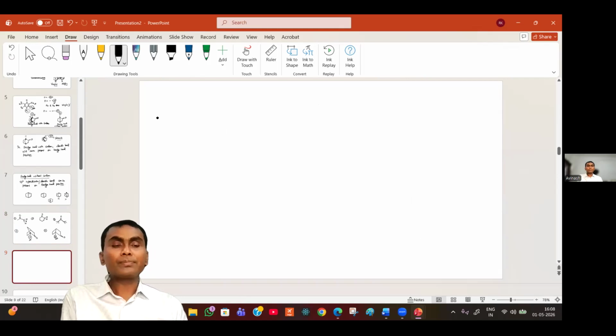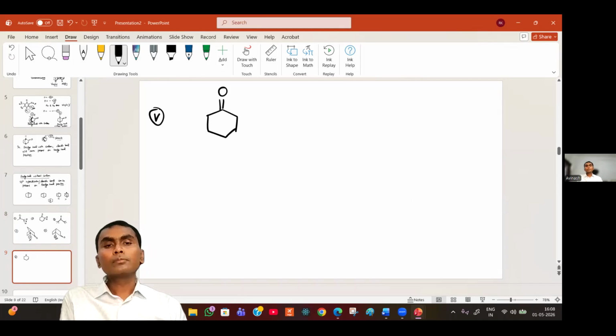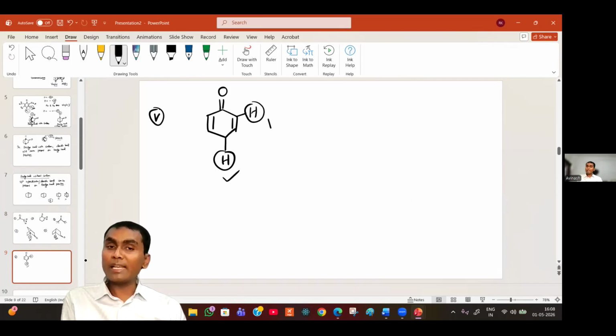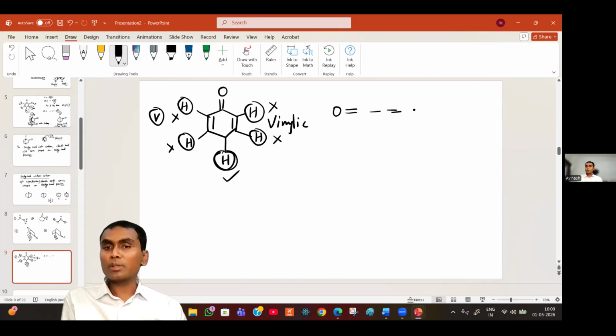Another example is this one. This hydrogen will take part in tautomerization, but this one does not take part because of vinylic hydrogen. This one is also not taking part because of vinylic hydrogen. This one is vinylic hydrogen, so it does not take part. This one is also vinylic, but this one is allylic and fulfills the condition of O double single hydrogen. Our condition is this one, single hydrogen. So we'll take here.